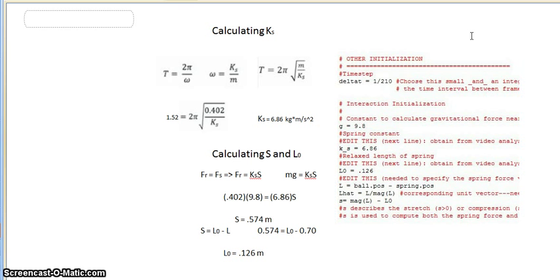L hat calculates the direction of the spring mass, and s determines the stretch or compression of the spring, which is used to quantify the spring force.